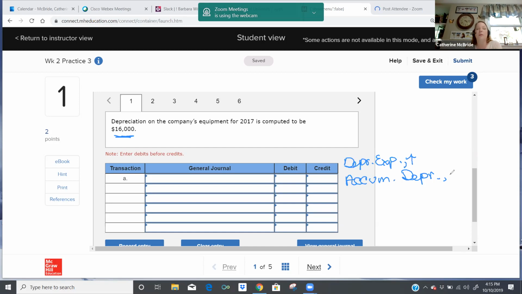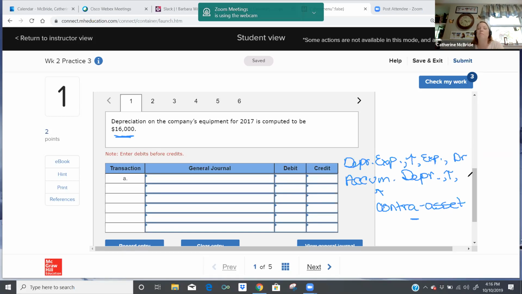What about accumulated depreciation? Do you remember what kind of account accumulated depreciation is? It's called a contra asset. So remember, that means that it has the opposite balance of an asset. So we increase that. So this is an expense, and we just said this is a contra asset. If I increase an expense, do I debit it or credit it? Debit.